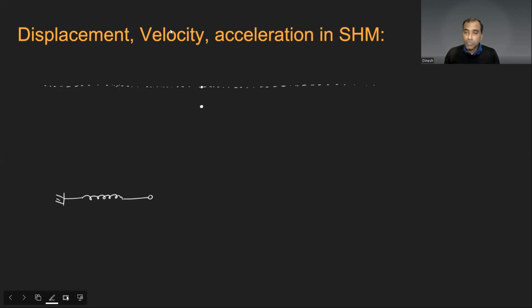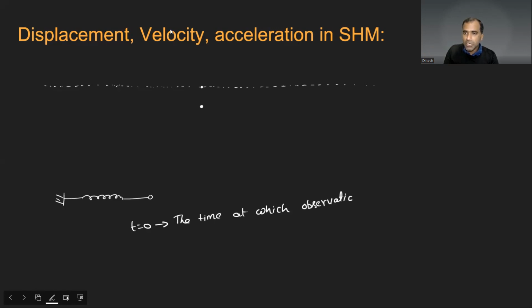After the SHM motion has started, you start observing at some point of time. The time at which you have started observation is what we call t equal to 0. When somebody says t equal to 0, it's not about when it is in equilibrium position. I have told this in the kinematics chapter also. When somebody says time equal to 0, it means the time at which your observation started.